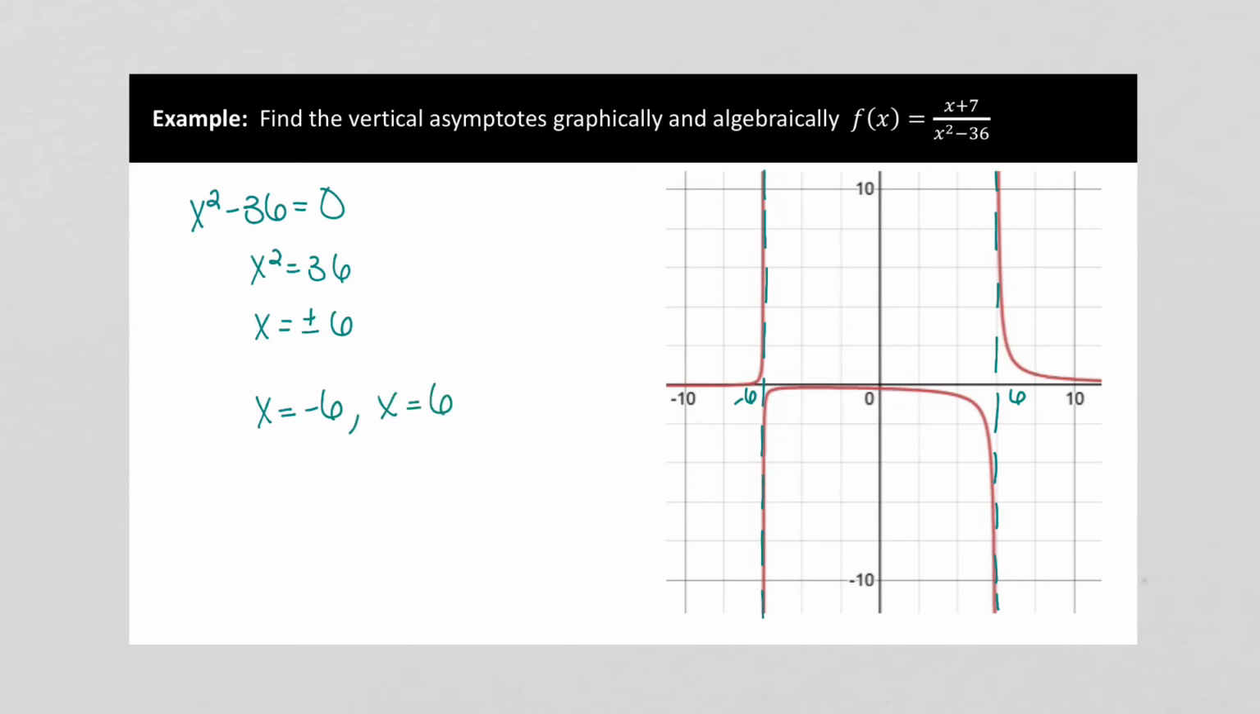and x equals 6. Now keep in mind I wrote x equals. If you just put -6 and 6 on your graph or on your assignments, you're not going to get full credit. Reason being, the vertical asymptotes are lines. And to make it a line, you have to say x equals out front. X equals -6 is a vertical line.